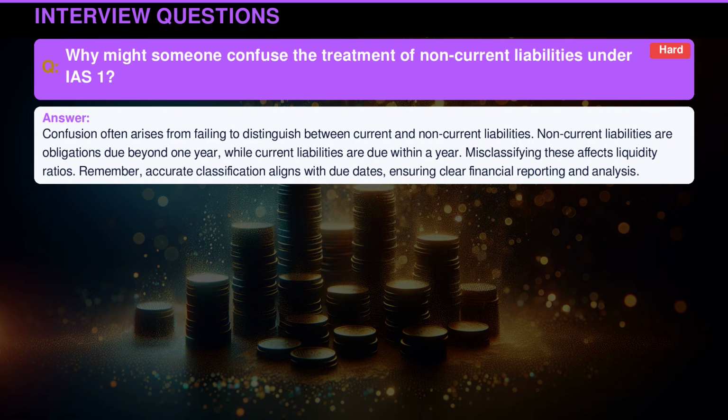Confusion often arises from failing to distinguish between current and non-current liabilities. Non-current liabilities are obligations due beyond 1 year, while current liabilities are due within a year. Misclassifying these affects liquidity ratios. Remember, accurate classification aligns with due dates, ensuring clear financial reporting and analysis.